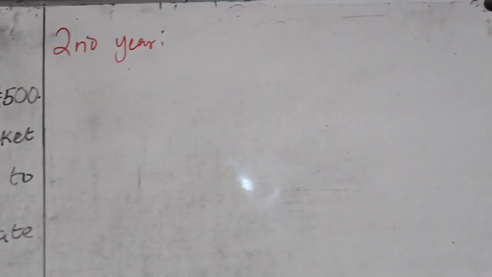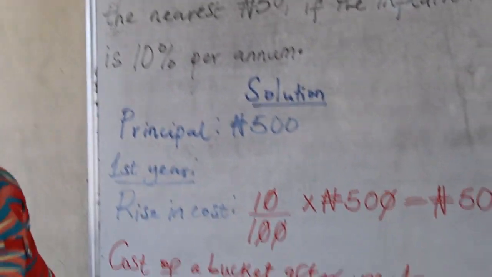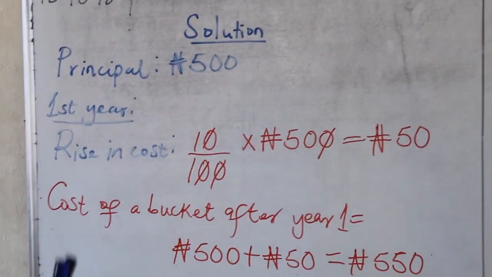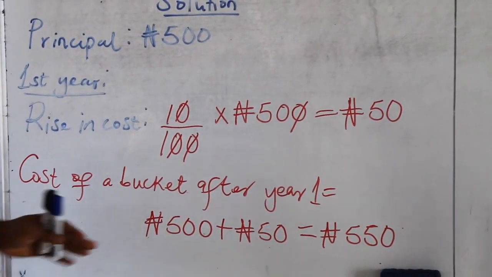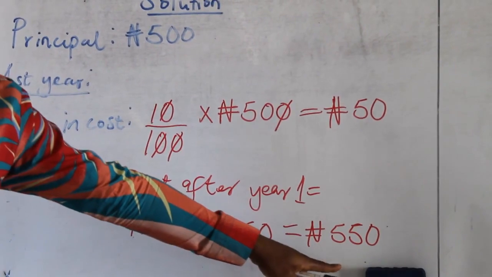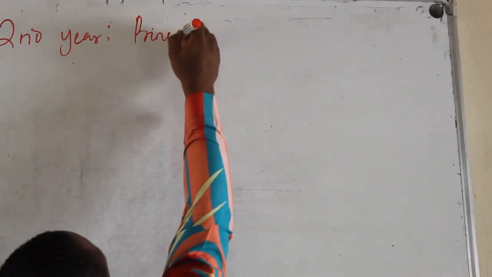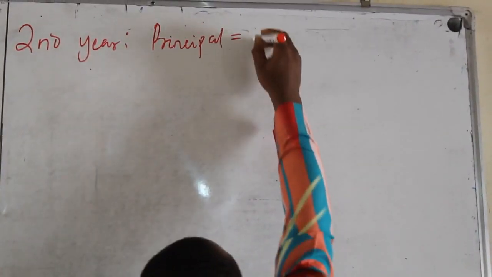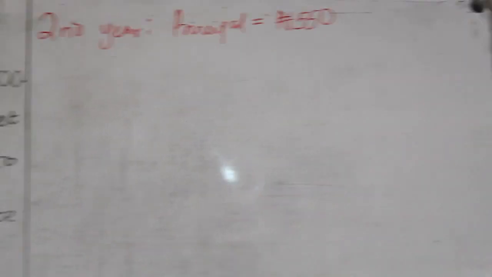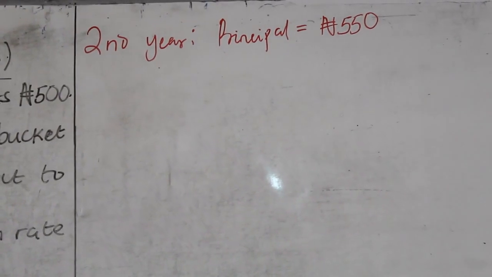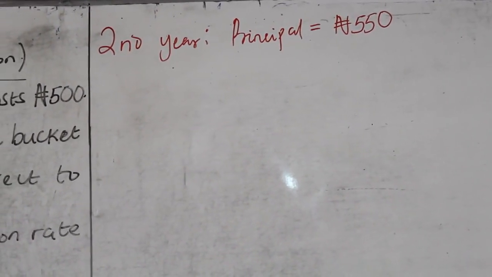once again we'll calculate for our rise in cost. But at this point, you will have to remember that the principal at the end of the first year is no longer the principal we started with, which was 500 naira. Now for the second year, our principal is what we got at the end of the first year, which is now 550 naira. Okay? So principal will now be 550 naira.